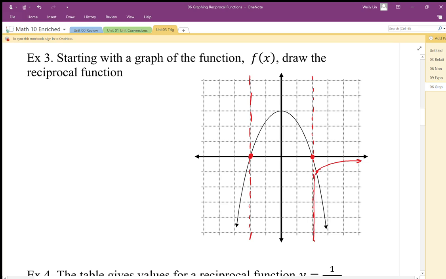This graph's going to go towards 0, so the reciprocal graph goes away from 0. And since it's negative, it's going to stay on the negative side. Here it's going to be mirrored. There's what we call our invariant point. It's going to go towards the x-axis. This is going to go up the asymptote.